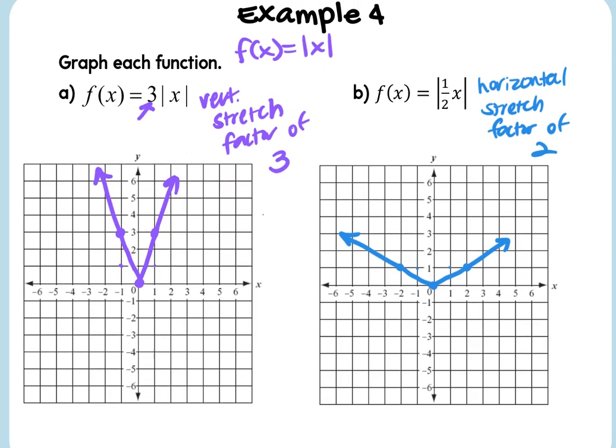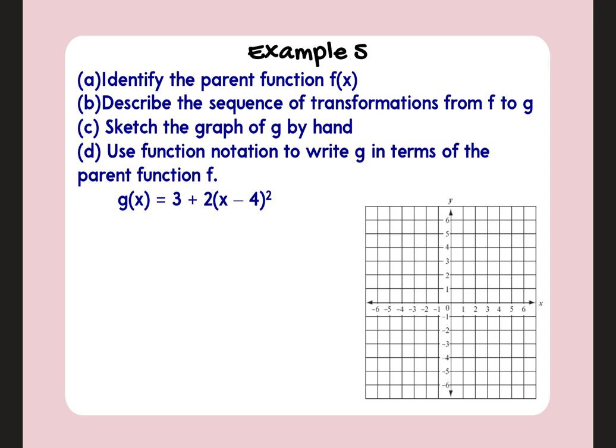Let's do some practice. Now we put it all together. So this says identify the parent function, describe the sequence of transformations from f to g, sketch the graph of g by hand, and then use function notation to write g in terms of the parent function f. So I'm going to walk us through that process first. Well, before we get to it, not first. First, we're going to identify the parent function. What's the parent function? X squared. So f of x equals x squared is my parent function. It's going to look like a parabola.